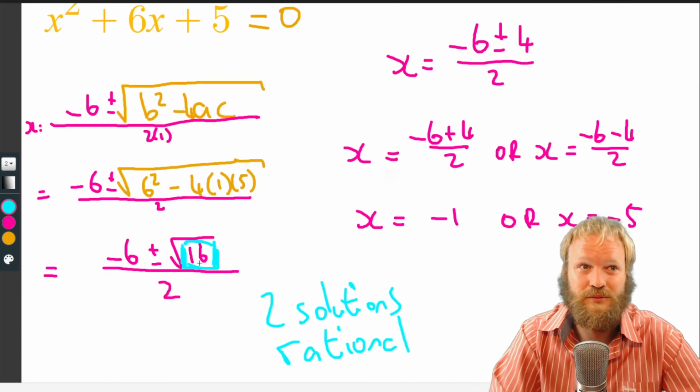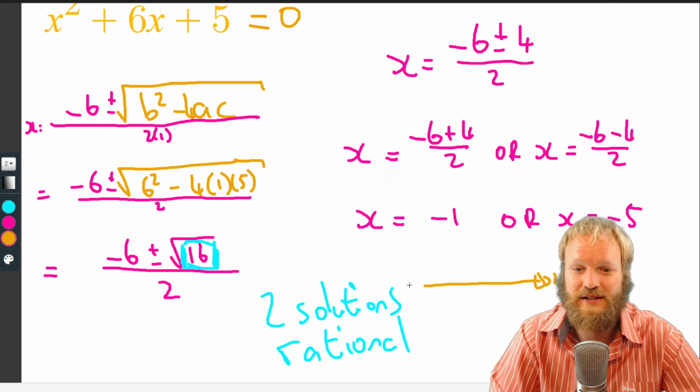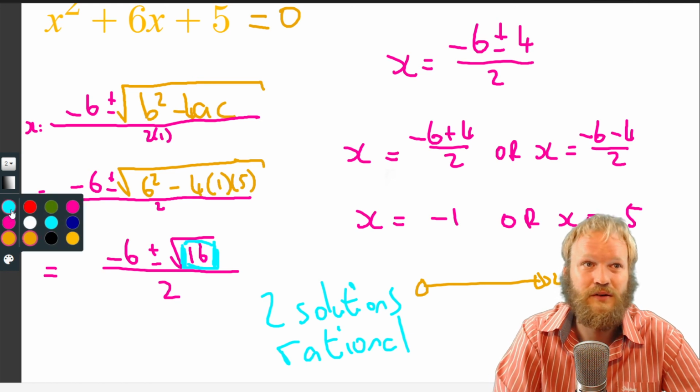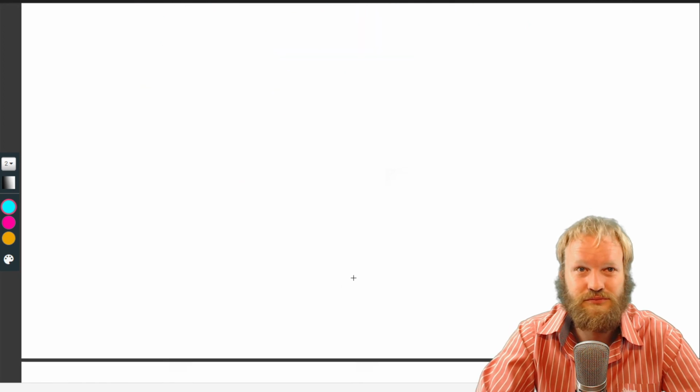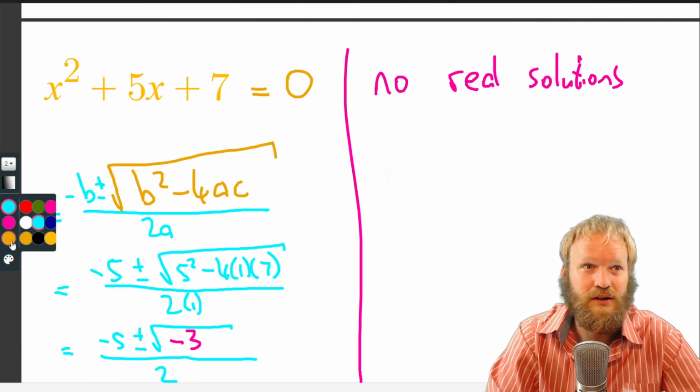This equation, we've got an x-axis over here. Happy or sad parabola? Happy, positive x squared. How many solutions do we have, and therefore how many intercepts with the x-axis? Two solutions, two intercepts, both of them rational. Look, -1 and 5. Next one.